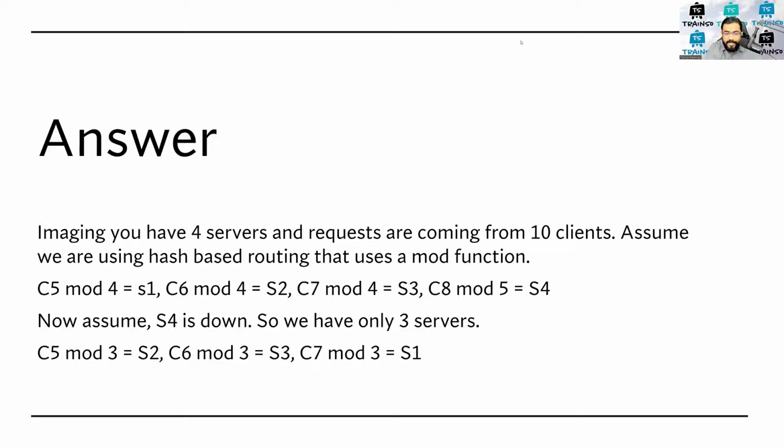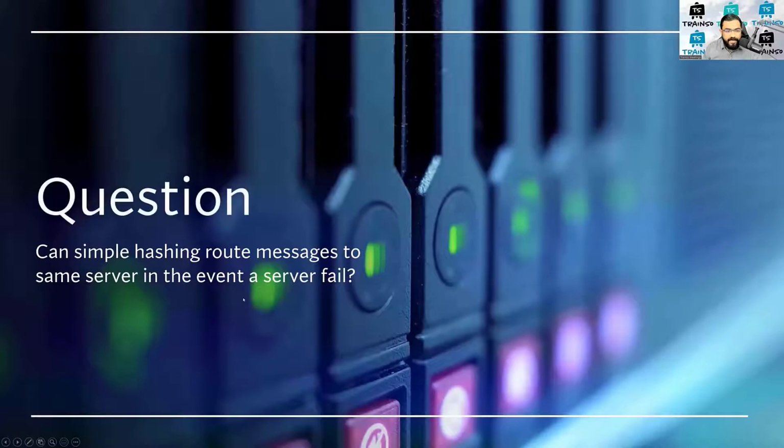What is C6 mod 3? It is S3. Previously it was S2. And C7 mod 3 will go to S1. Previously it was going to S3. All allocation has changed, right? Just because one server went down, the majority of the clients now started going to different servers. So all that caching is of no use, right? So now again answer, can simple hashing route messages to the same server in the event of a server failure? Yes or no? Okay, now everybody is saying no, right?